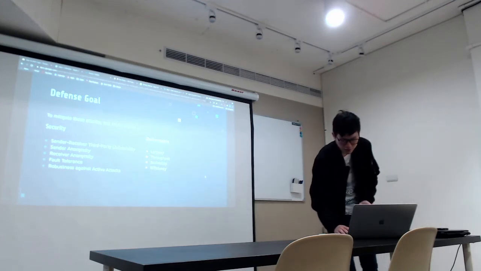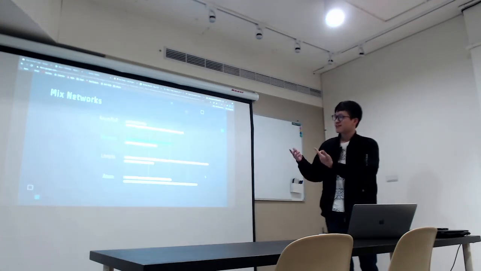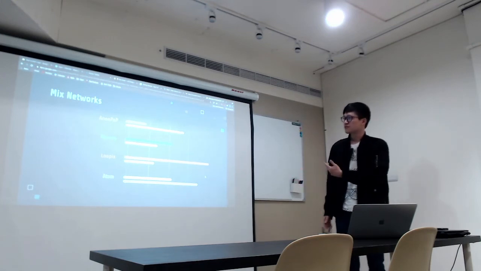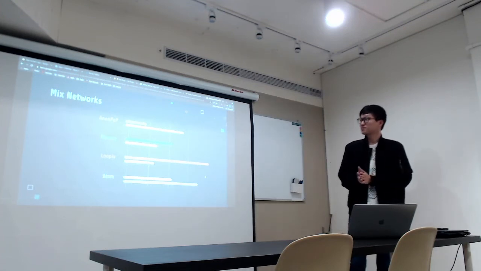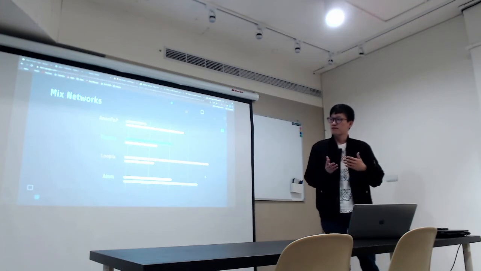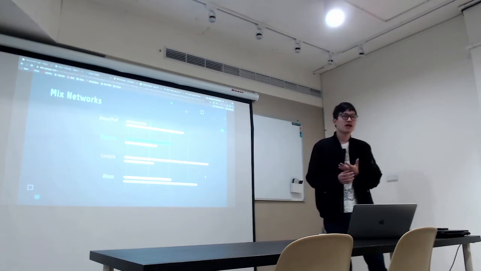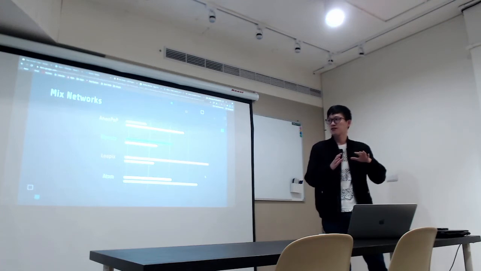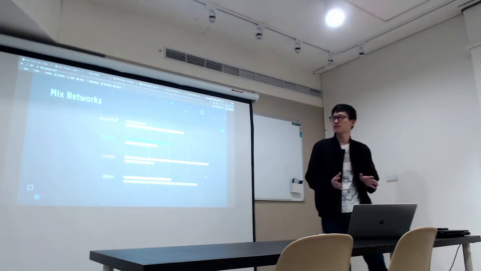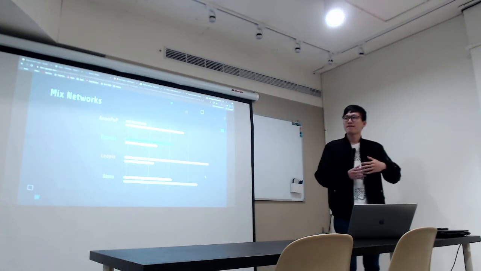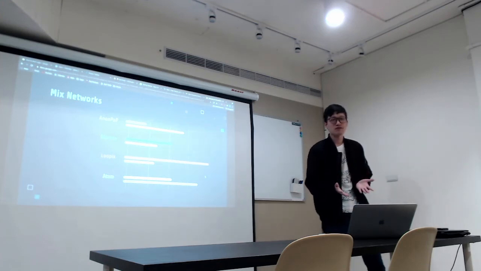There are some proposals trying to mitigate these problems. These are mix networks. I've put in some examples, like Anonymous Post Office Protocol, Mixminion, Loopix, or Atom. Using mix networks, most of them can resist passive attacks. But for active attacks, there are still only partial solutions, and they cannot solve everything because there are still some unknowns and problems that are unsolvable.